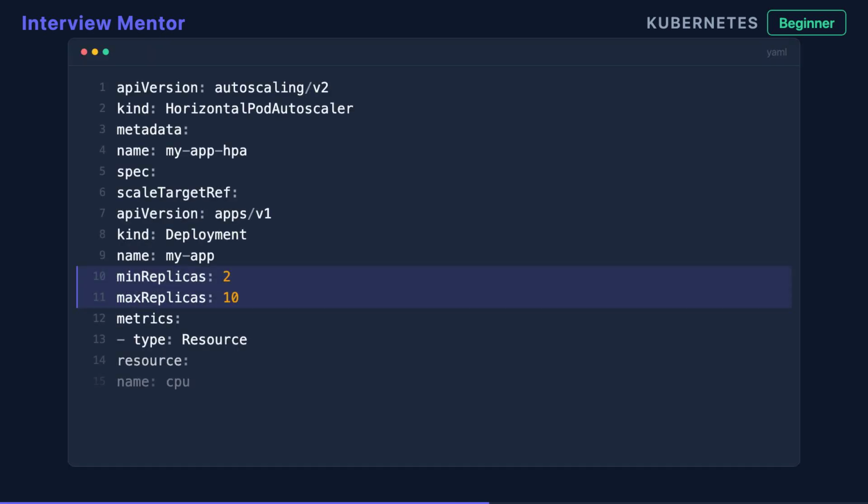You configure HPA with minimum and maximum replica bounds to prevent overscaling or under-provisioning. The target metric, like 50% CPU, tells HPA when to scale. This example shows an HPA targeting a deployment with 2 to 10 replicas, scaling based on CPU.